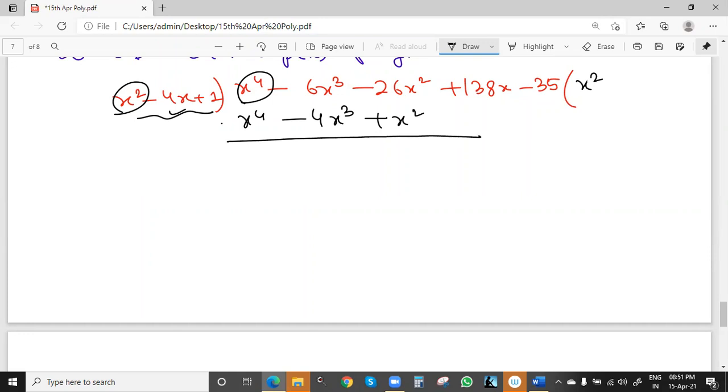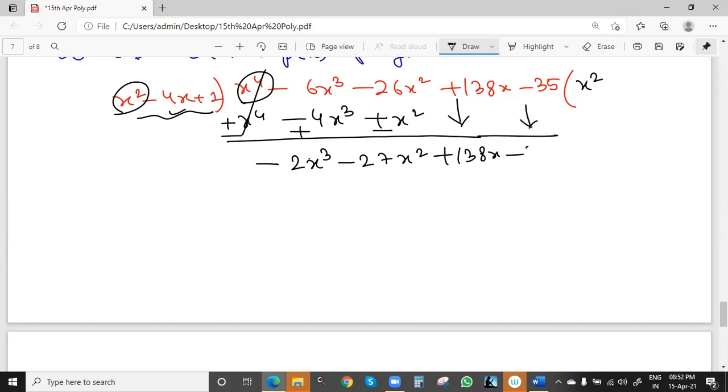We will do subtraction. Earlier the sign was plus, then minus; the values are the same with opposite signs, so they cancel. Minus 6x cube plus 4x cube. Sorry, that is minus 2x cube, correct. So minus 2x cube. Here minus 27x square. And this value will come as it is, 138x. And here minus 35.